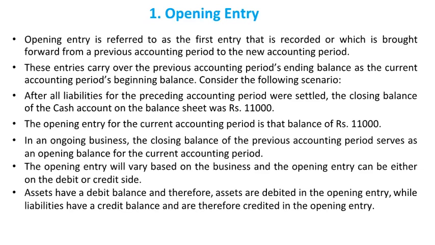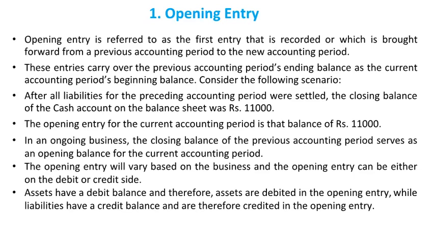Consider the following scenario. After all liabilities for the preceding accounting period were settled, the closing balance of the cash account on the balance sheet was Rs. 11,000. The opening entry for the current accounting period is that balance of Rs. 11,000. In an ongoing business, the closing balance of the previous accounting period serves as an opening balance for the current accounting period. The opening entry will vary based on the business, and the opening entry can be either on the debit or credit side.